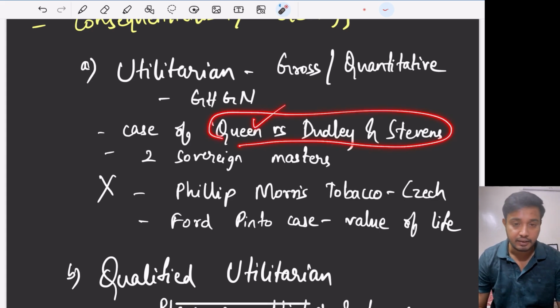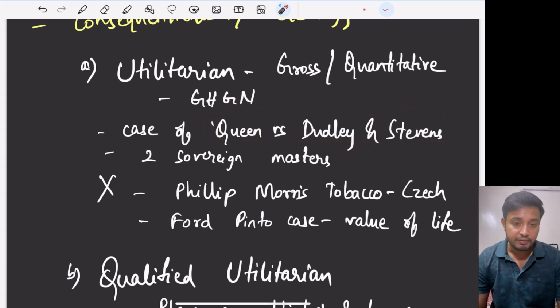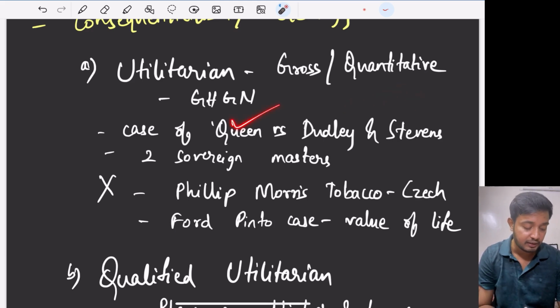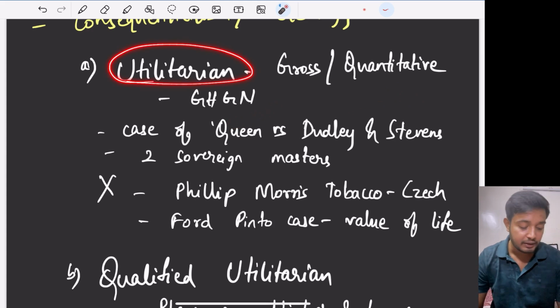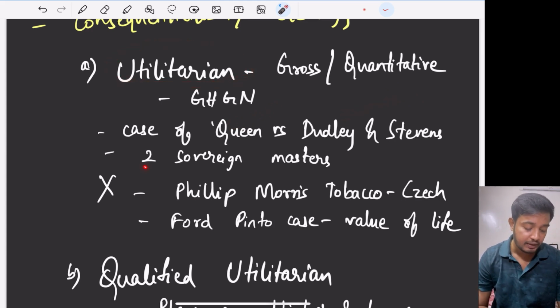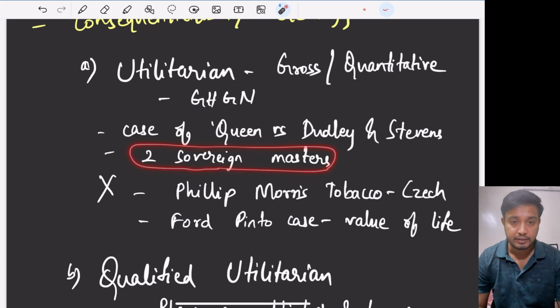Basically, the Queen is the state, and they win this case, arguing that they did not do this out of negative intention, but only to survive and as a survival instinct. They actually win this case. This talks about the utilitarian philosophy in a sense. So you can quote this, and this philosophy also talks about basically two sovereign masters. You can use this specific keyword also.